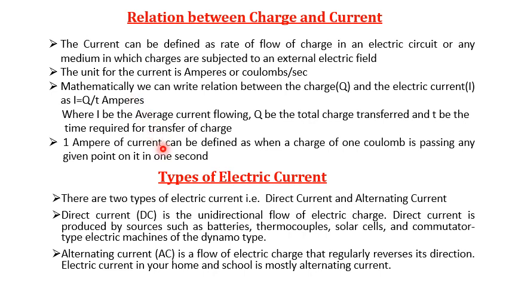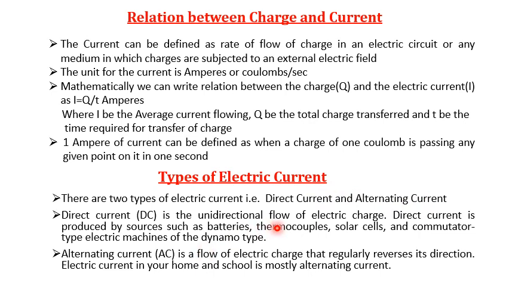Then, types of electric current. As you know, there are two types of electric current. Those are direct current and alternating current. These two currents we are going to study in this first module. The first module consists of two parts. The first part is the DC circuits, for DC current. The second part is alternating current, that is the AC fundamentals.